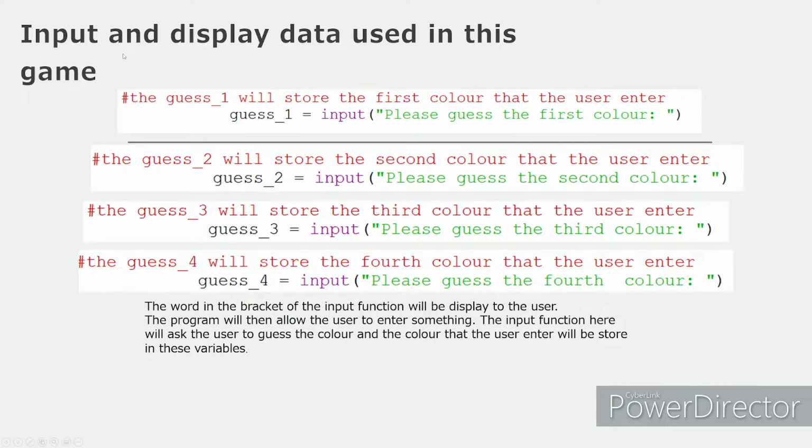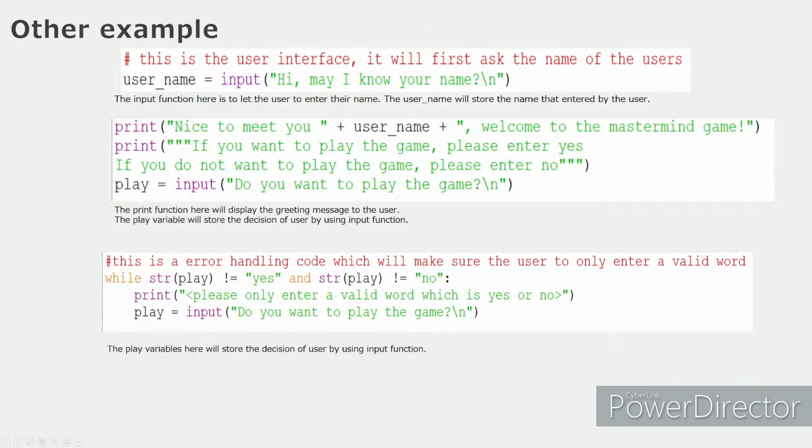Let us start with the input and display data used in this game. Now you can see that the words in the brackets of the input function will be displayed to the user. So here, "please guess the first color" will be displayed to the user, and after that it will allow the user to enter something. Here the user will enter the color that they guess, and it will be stored in the variable. And here's another example that's used in my program.